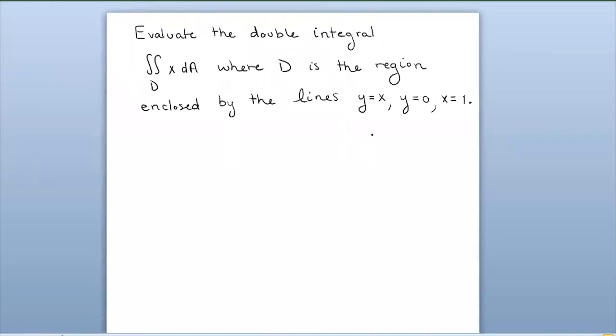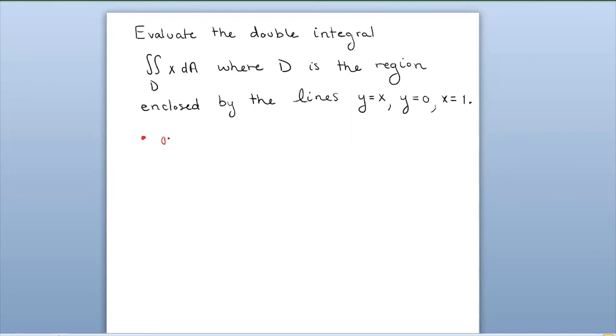Let's go ahead and evaluate this double integral over this general region D. As you can see, the double integral itself is going to be pretty simple. The function is just x. And so, as usual, the challenge here is to determine your limits of integration.